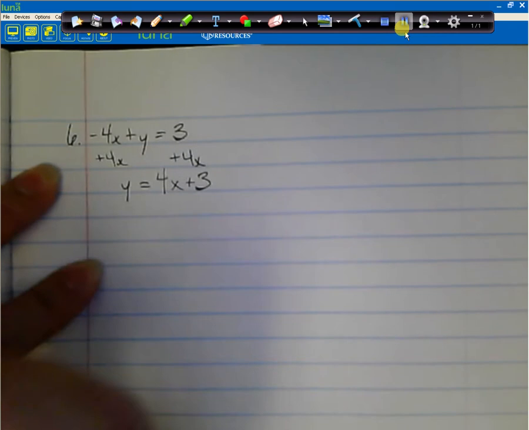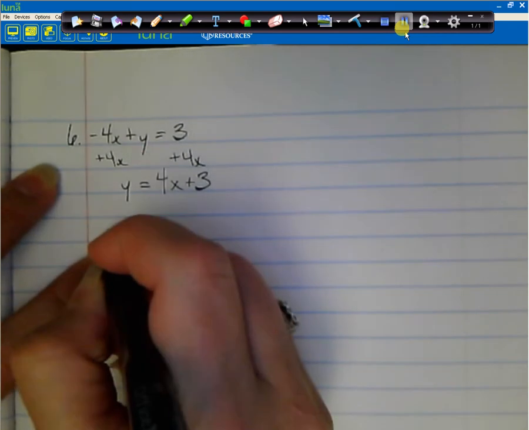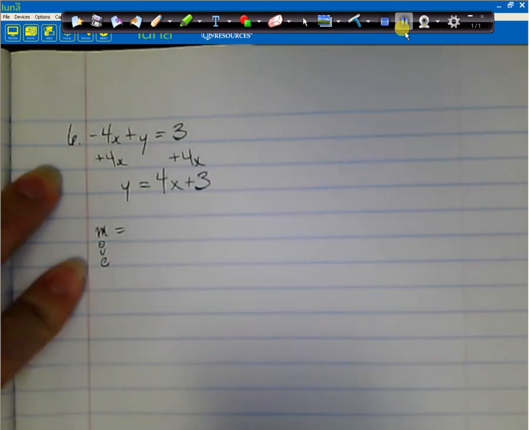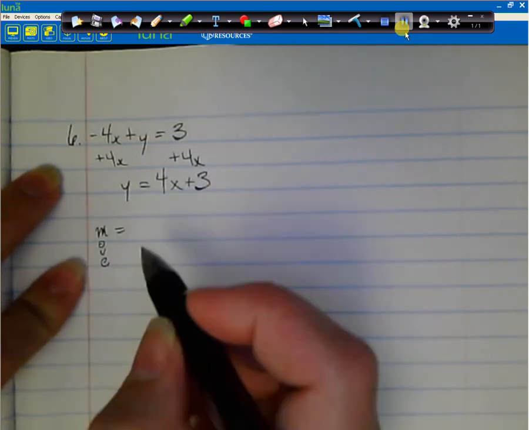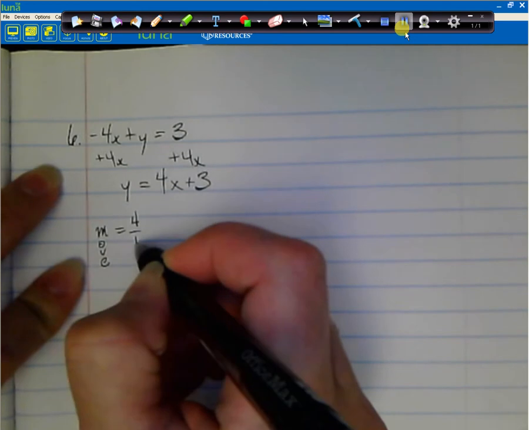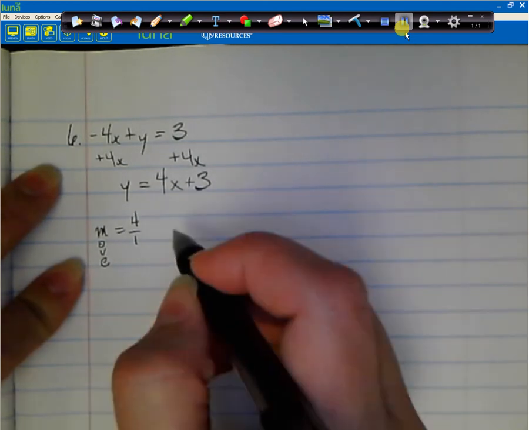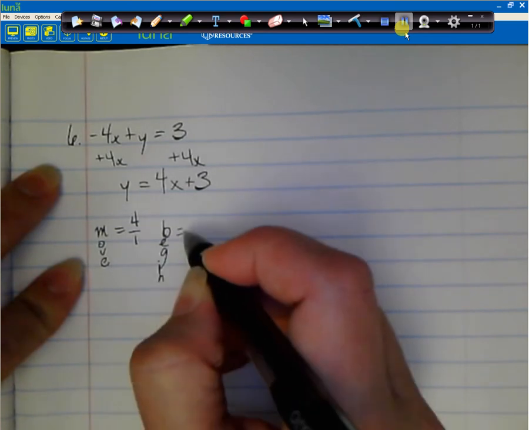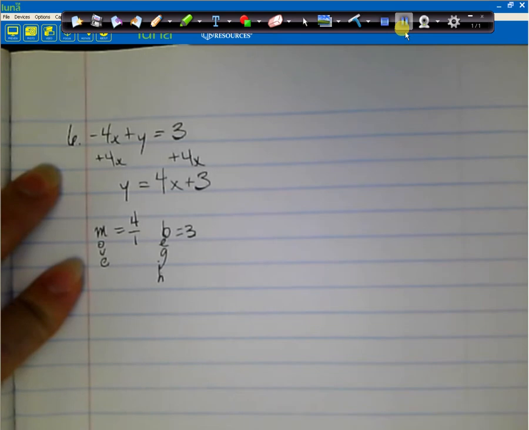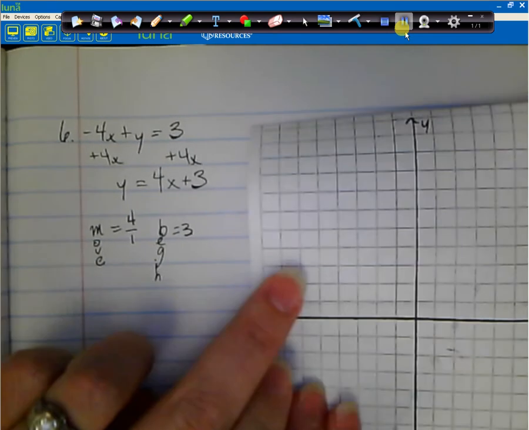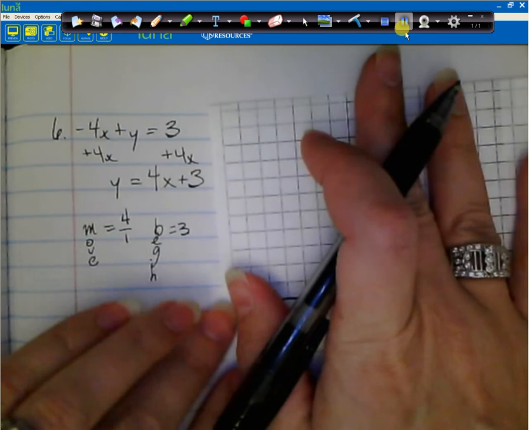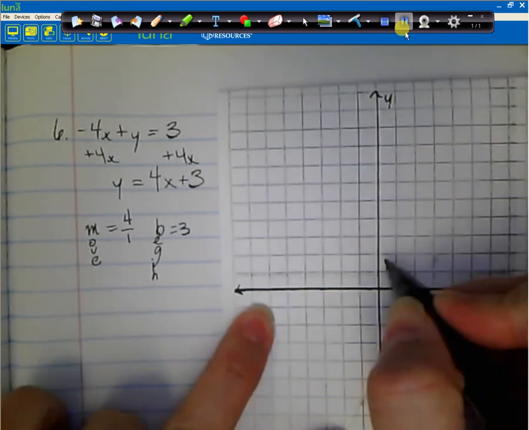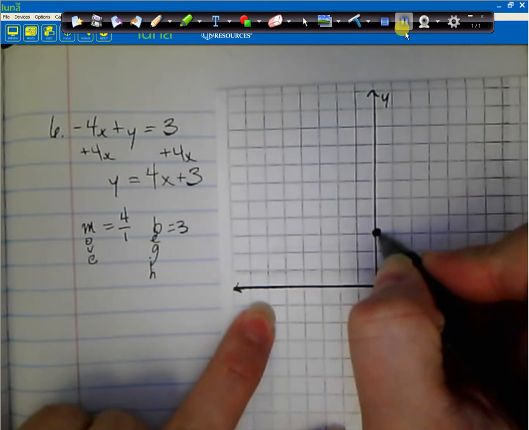Now I know that my move, my m, is 4. But because it's slope, I like to write it as a fraction, so I'm going to write this as 4 over 1 because that's the same thing as 4. And then my b, or begin, is going to be 3. So on my graph, I'm going to begin at the positive 3. So let's go to the 0. Count up, 1, 2, 3, and that's where I'm going to begin.